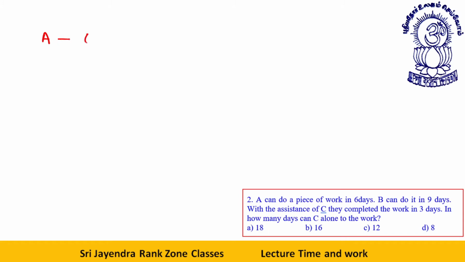A can do a piece of work in 6 days. B can do it in 9 days. With the assistance of C, they completed the work in 3 days. In how many days can C alone do the work?